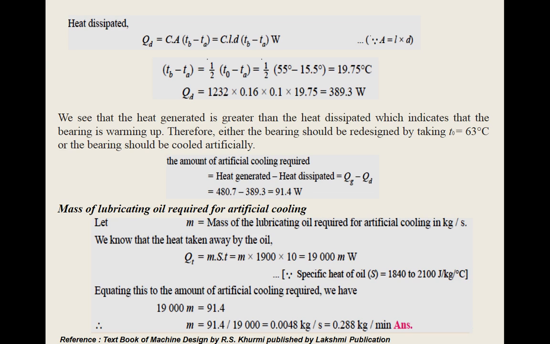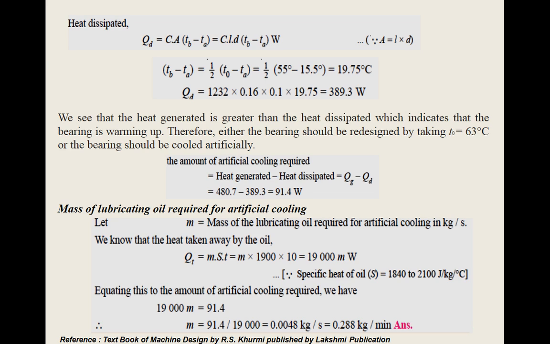So for the mass of the lubricating oil required for the artificial cooling, we know the equation Q is equal to m s delta T, where m is the mass of the lubricating oil required for artificial cooling, and s is the specific heat of the oil. The oil is given as SAE 10, and from the design data book you can take the value of the specific heat of the oil. Its value varies between 1840 and 2100 joule per kg per degree centigrade. Here we have taken the value as 1900 joule per kg per degree centigrade. You can choose any value within the given range.